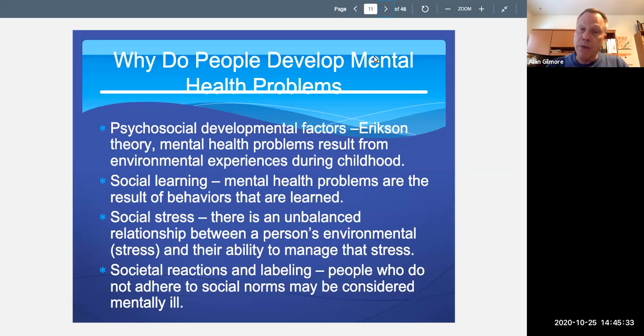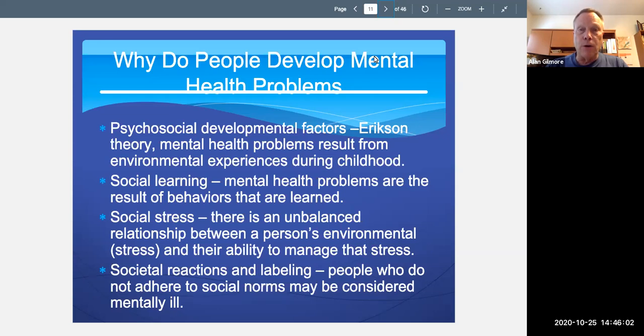So moving on with those two things in mind, another consideration might be the psychosocial developmental factors. This really goes to Erickson's theory about the fact that mental health problems result from environmental experiences during childhood. Think about when we learn how to deal with other people in the world and experiences in the world. When does that happen? Well, that happens in childhood.